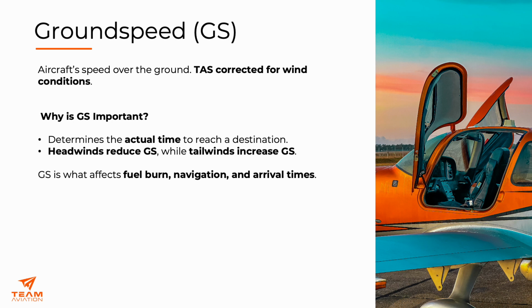Ground speed is the aircraft's actual speed over the ground. It is true airspeed corrected for wind conditions. Why is ground speed important? First, it determines the actual time it will take to reach a destination. Unlike indicated or true airspeed, ground speed accounts for external factors like wind, which can either slow the aircraft down or speed it up. A headwind, which is wind blowing against the aircraft, will reduce ground speed. A tailwind, which is wind blowing in the same direction as the aircraft, will increase ground speed.